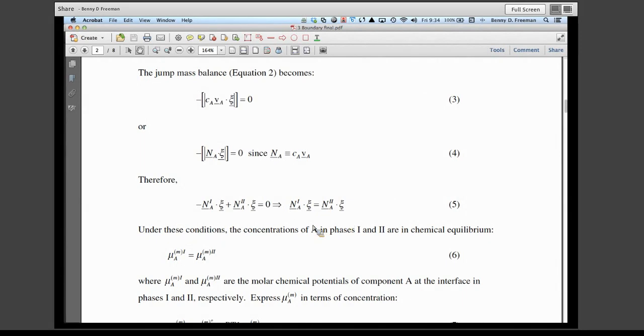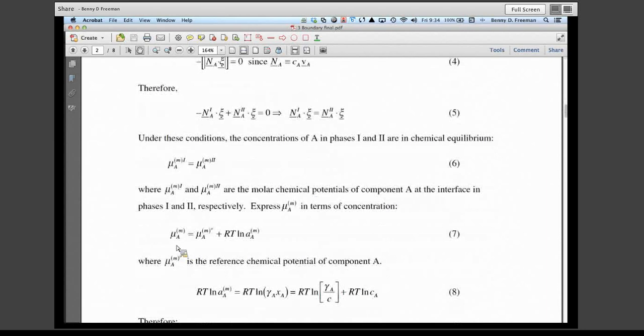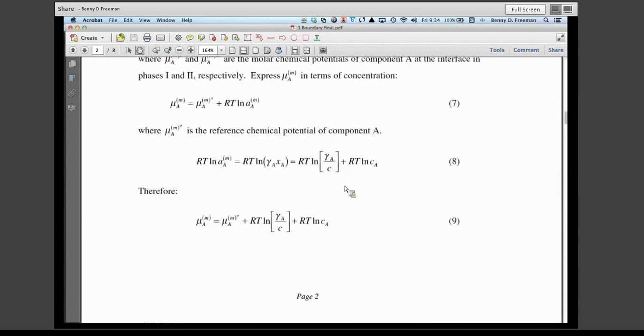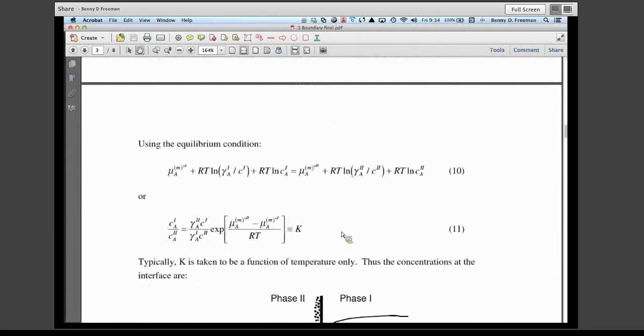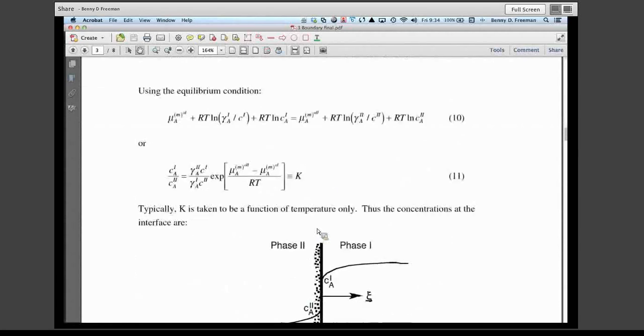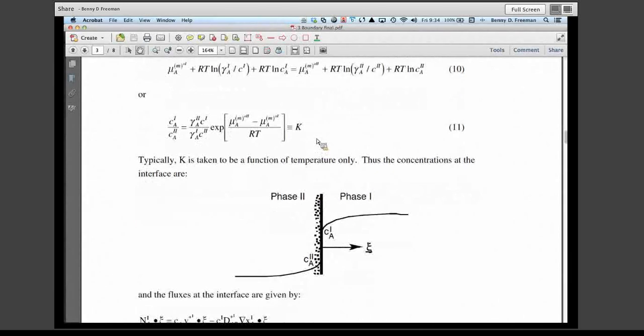This condition was coupled with the condition for chemical equilibrium at the phase interface, and we discussed how to write the chemical potential in terms of activity and ultimately in terms of activity coefficients in order to develop the expression that's shown as equation 11 here. And it is an expression for the partition coefficient for a component at a phase interface.